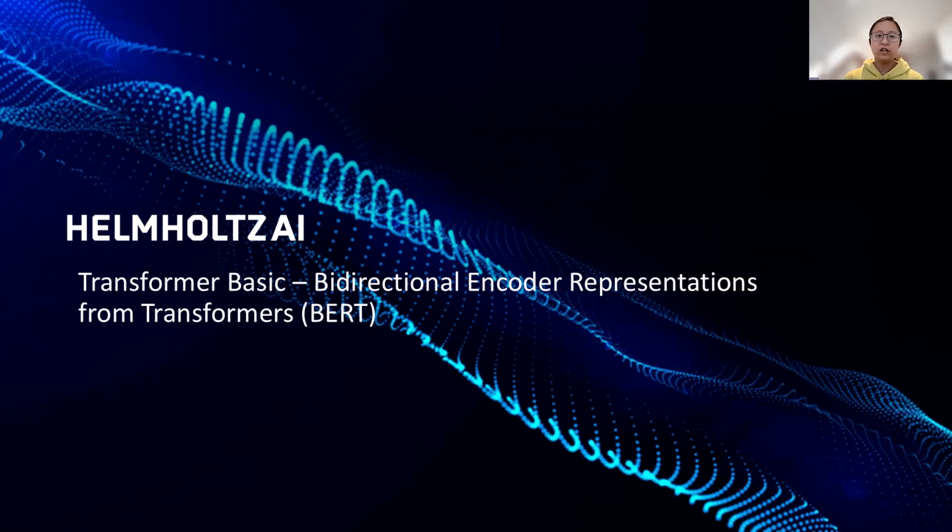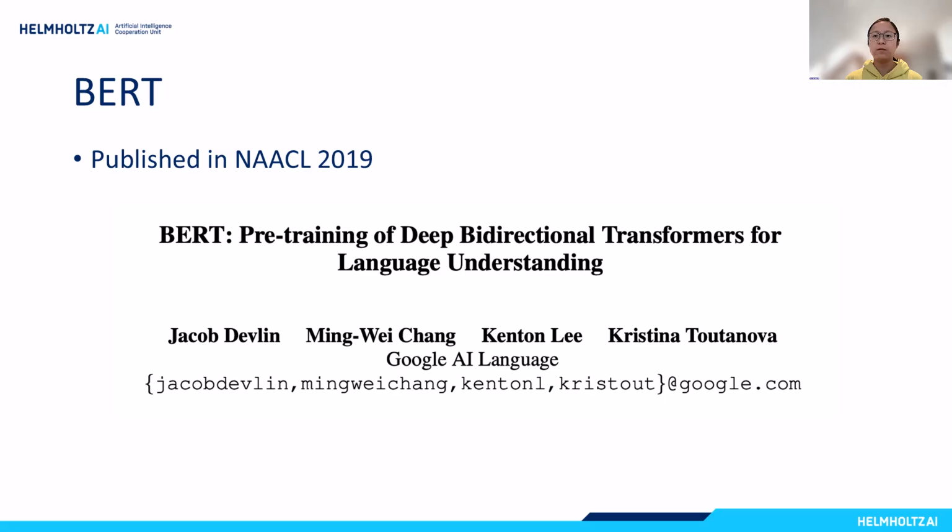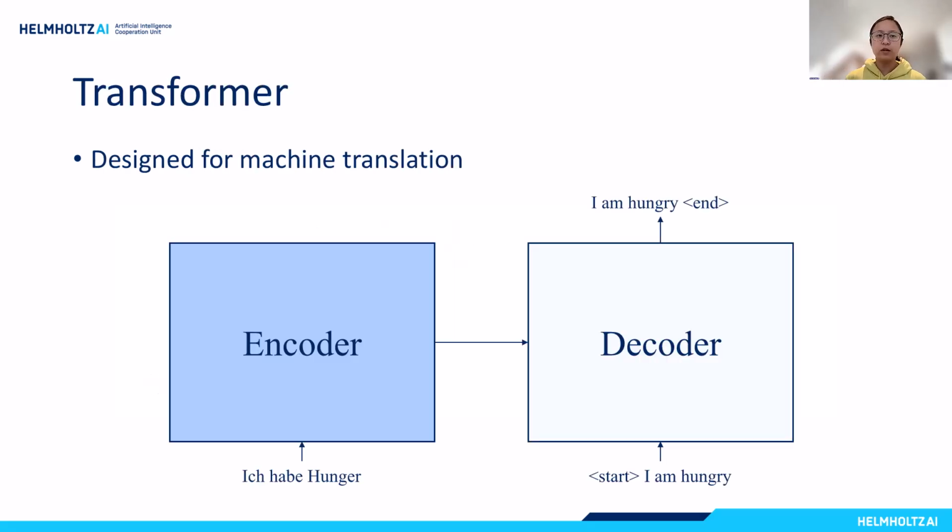Hello everyone, in this video we will dive into Bidirectional Encoder Representations from Transformers, or BERT. It is from this paper published in 2019 by Devlin et al. The Transformer consists of an encoder and decoder, designed for machine translation. However, we want the model to be used for other purposes, such as classification.